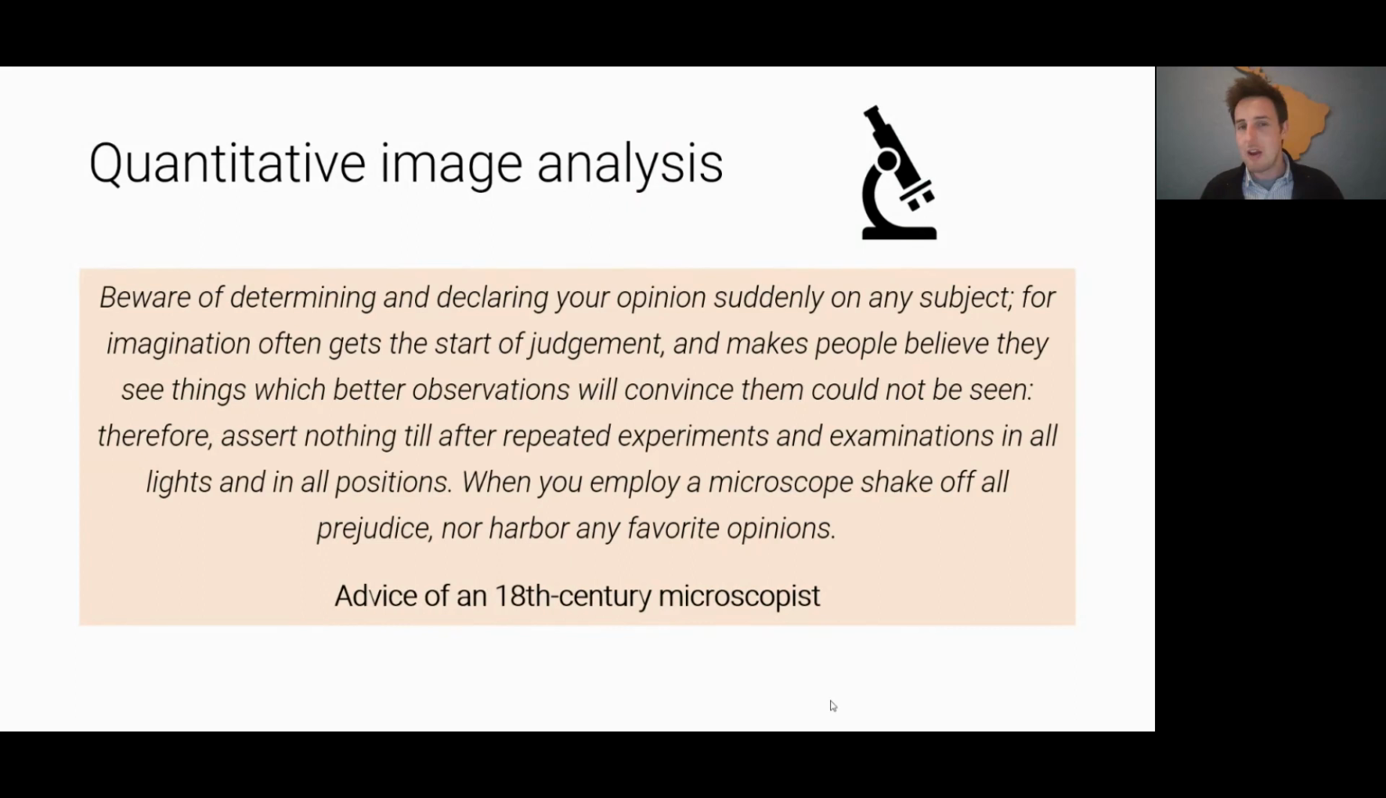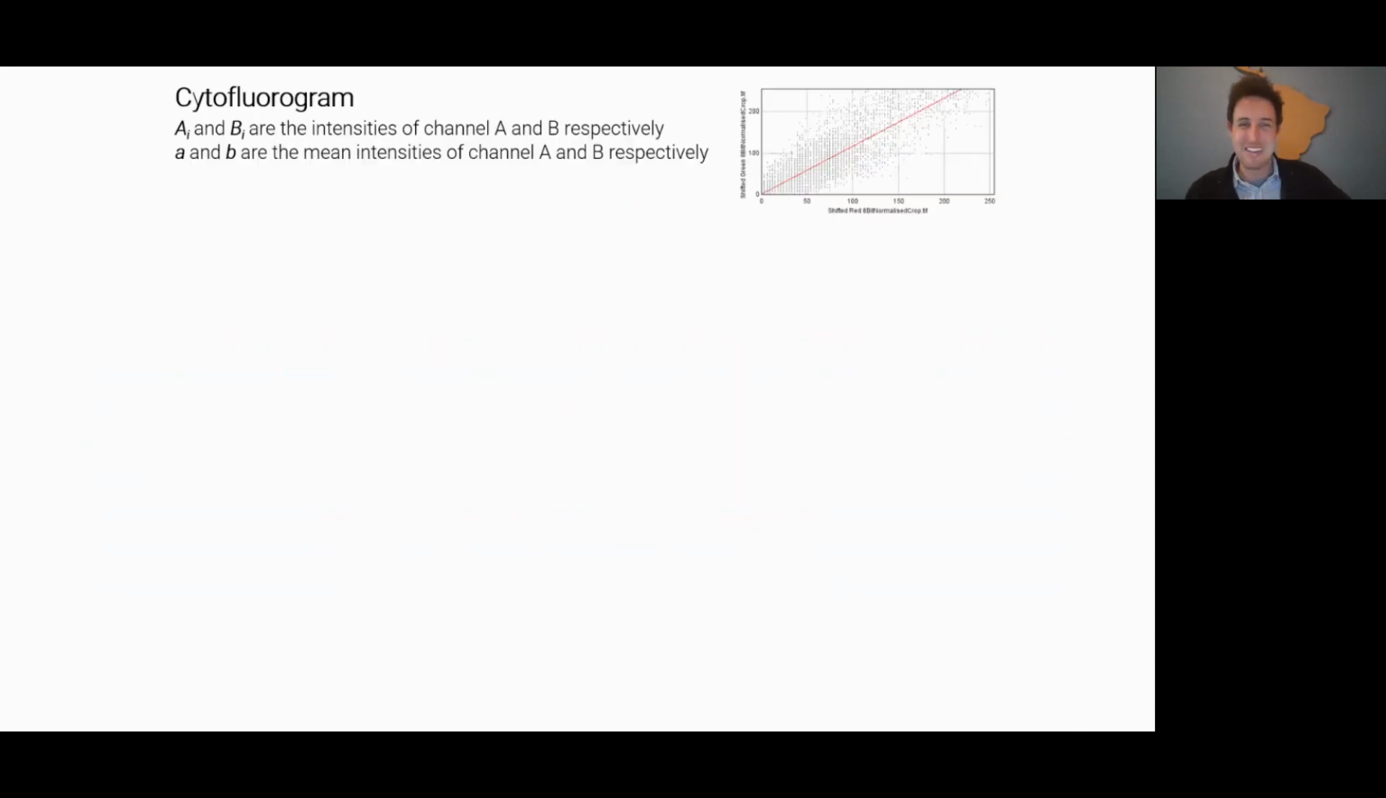Beware of determining and declaring your opinion suddenly on any subject, for imagination often gets the start of judgment and makes people believe they see things which better observations will convince them could not be seen. Therefore, assert nothing till after repeated experiments and examinations in all lights and in all positions, when you employ a microscope, shake off all prejudice, nor harbor any favorite opinion. So, perhaps good advice for us all as experimental scientists to remember. And there are lots of different tools one can use to evaluate images and look at things like colocalization.